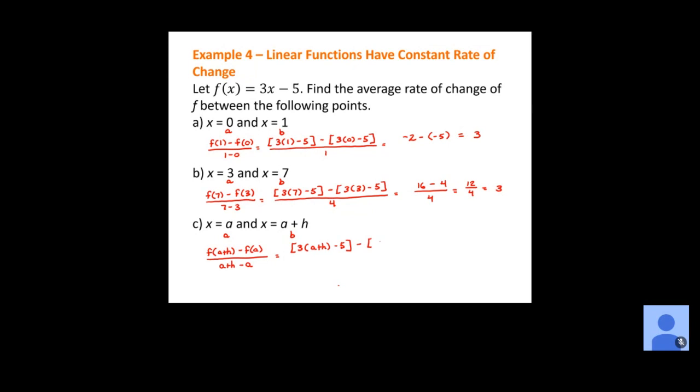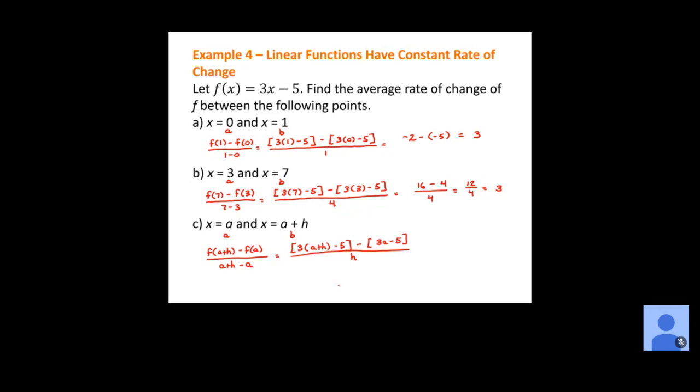Just 3a minus 5, right? Because we're just plugging an a in for x. We get 3a minus 5. All over, what's a plus h minus a going to be? Just h, right? Because a minus a cancels. So we're left with just an h now.